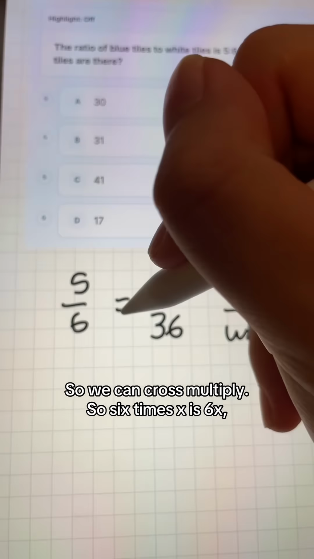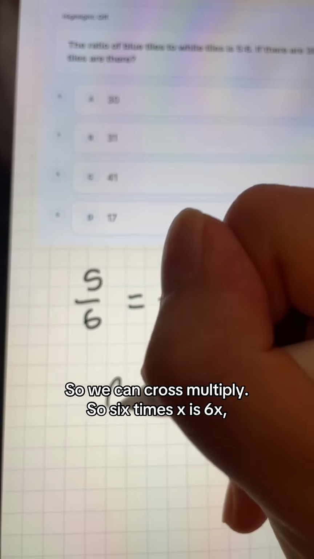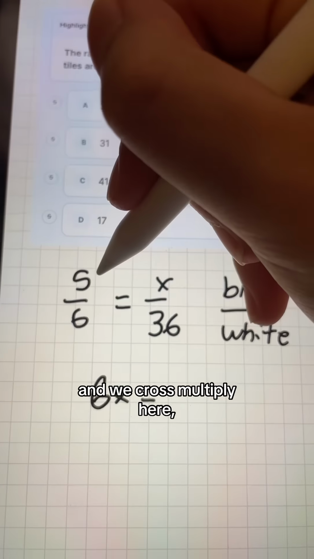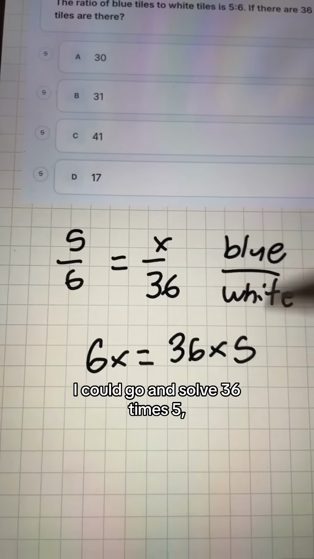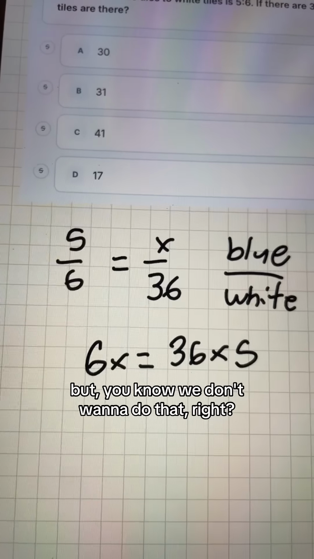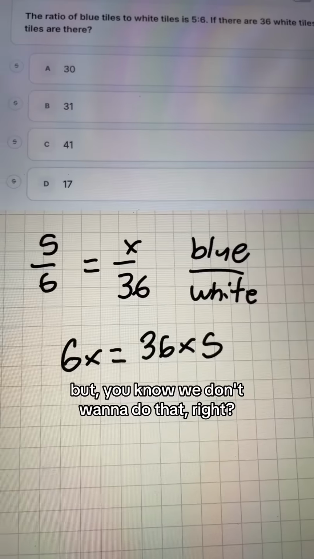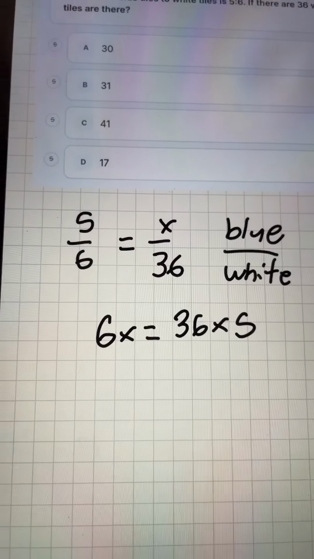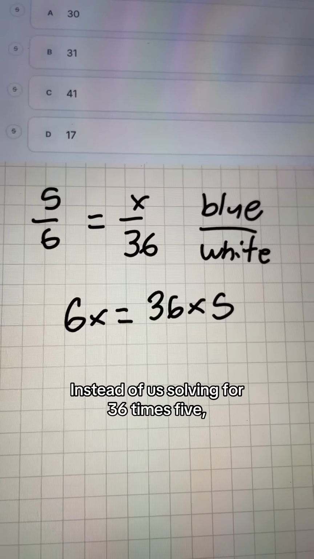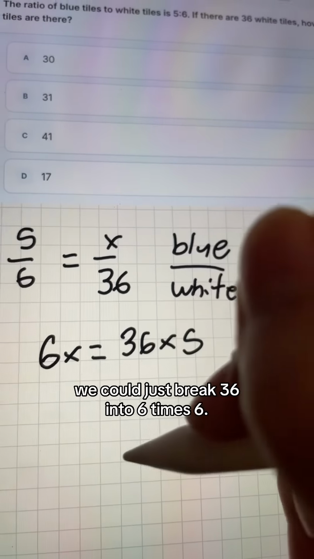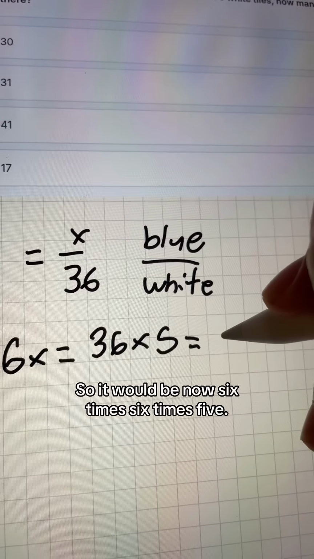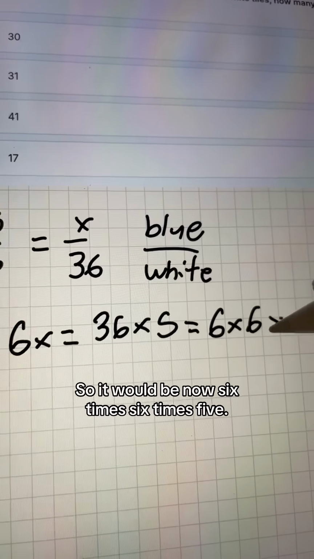So we can cross multiply, so 6 times x is 6x, and we cross multiply here, which is 36 times 5. I could go and solve 36 times 5, but we don't want to do that, right? That's a whole lot of unnecessary work. Instead of us solving for 36 times 5, which would be a lot more complicated than it needs to be, we could just break 36 into 6 times 6. So it would be now 6 times 6 times 5.